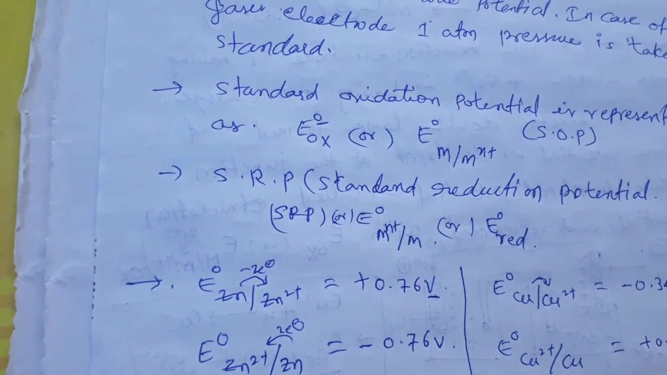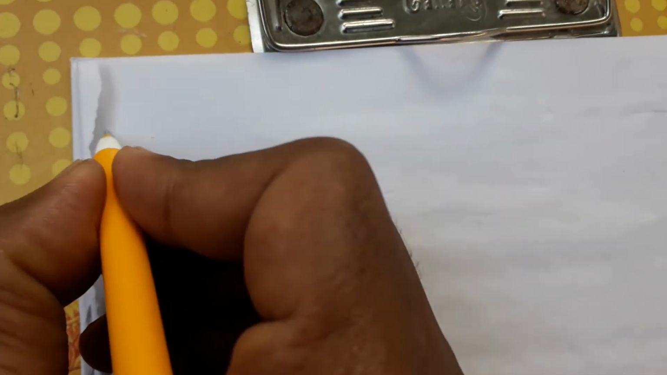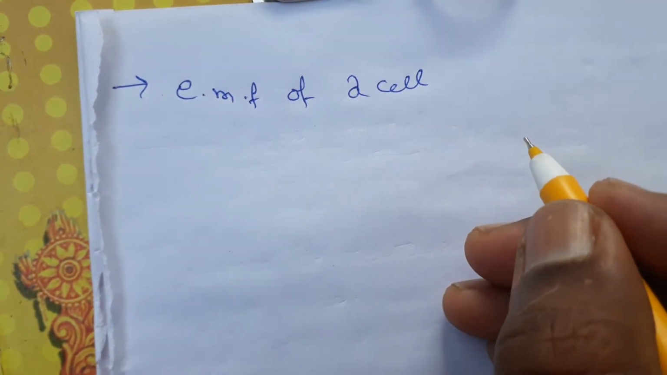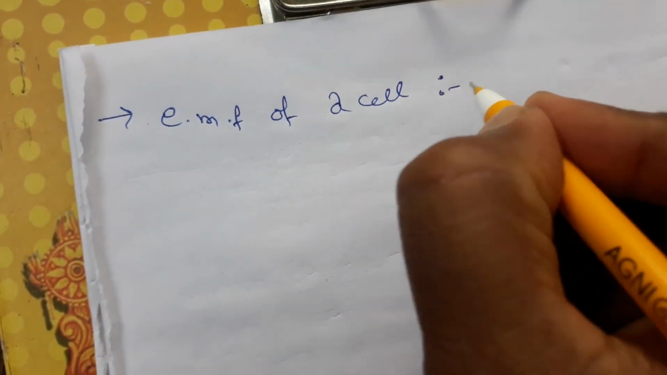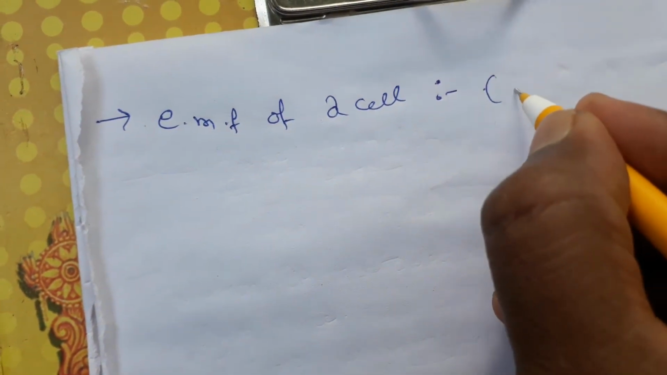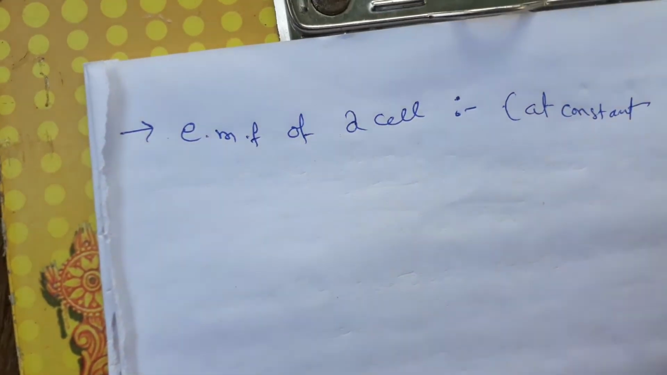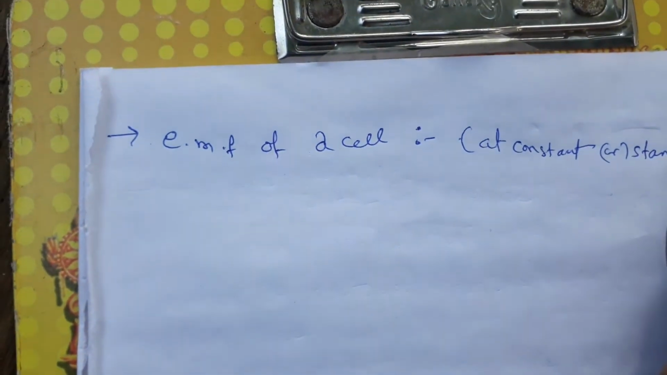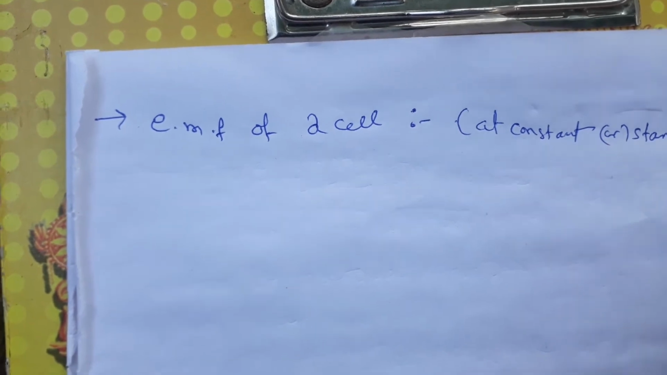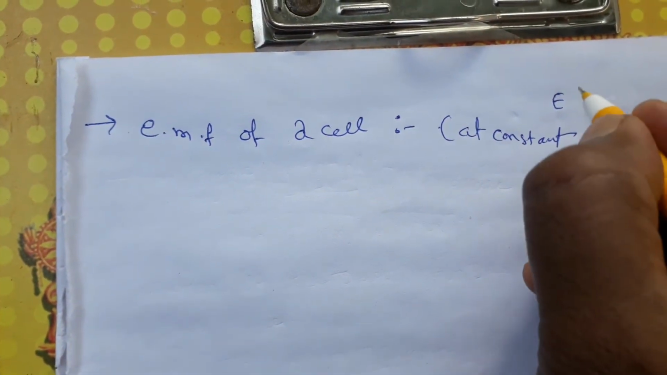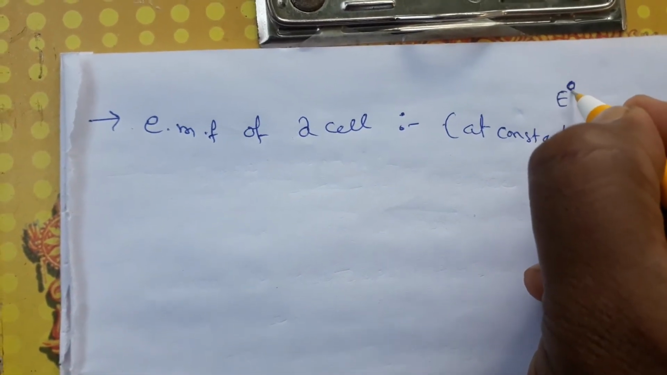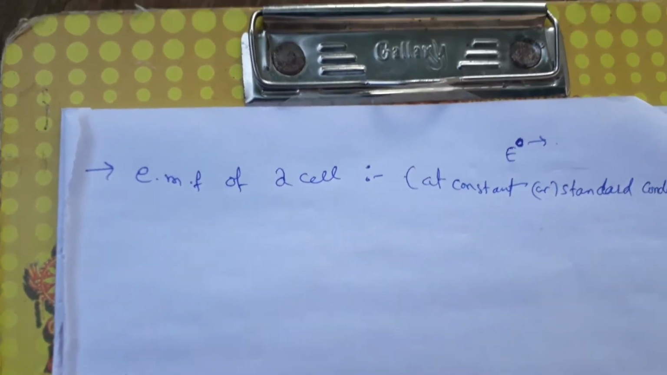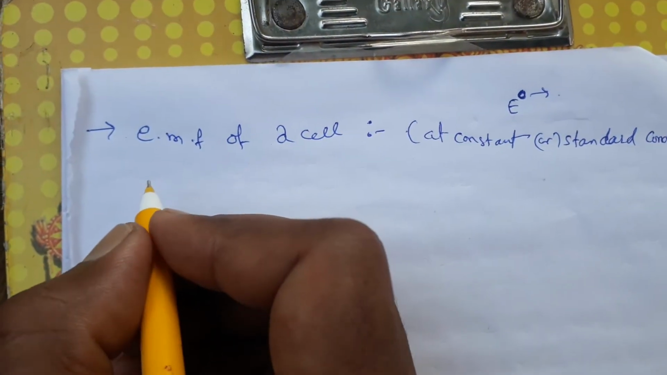So next we will find out what is the EMF of the cell. What is EMF, electromotive force, of a cell? At constant or standard conditions. When we say standard conditions, that means we place a naught. Don't forget this one. If you find a naught anywhere, that is standard conditions: 1 molar concentration of the solution, room temperature and room pressure.